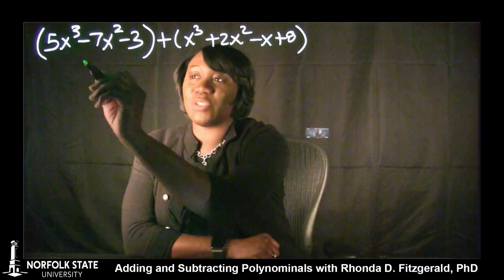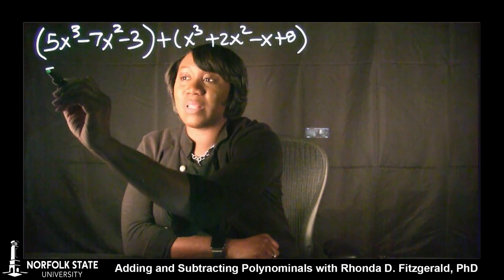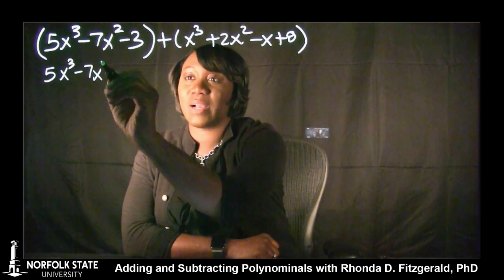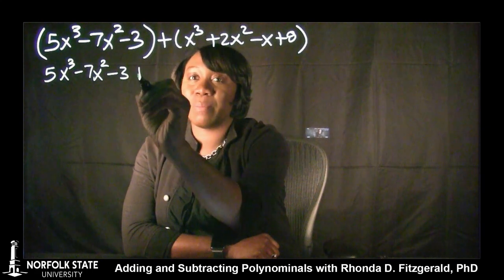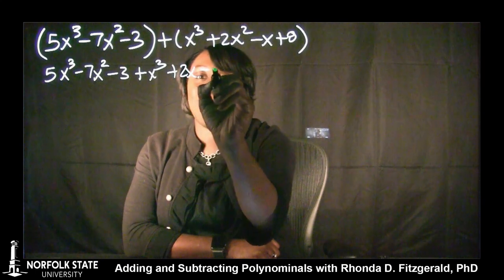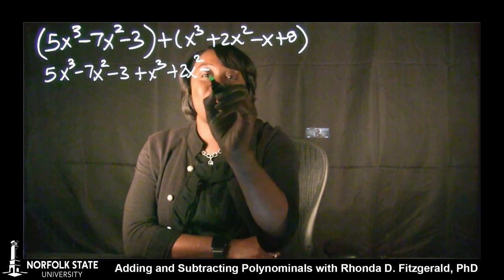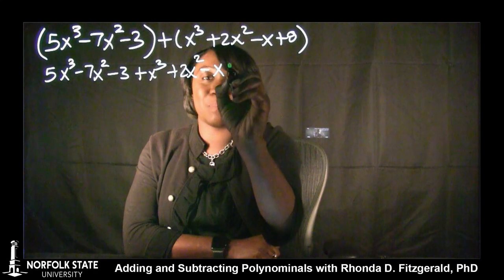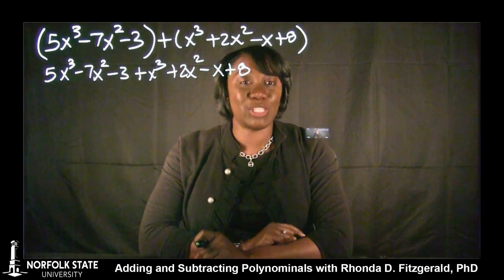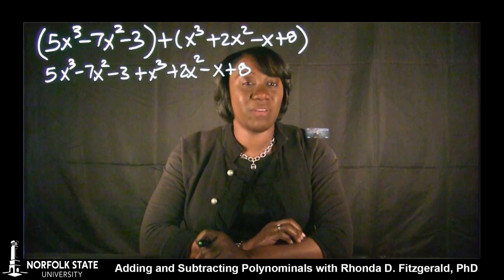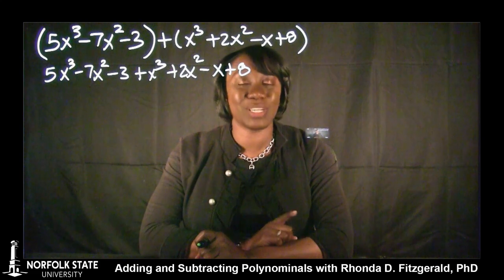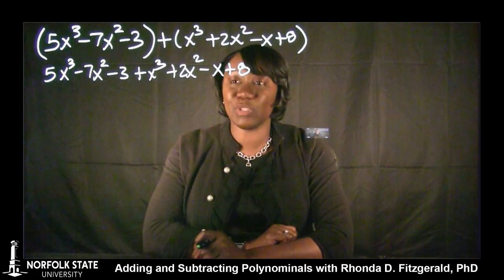So the next step, that's what I'll do. I'll just rewrite the problem without the parentheses. 5x cubed minus 7x squared minus 3 plus x cubed plus 2x squared minus x plus 8. Now we want to look and find like terms. So like terms, we want our variables to be raised to the same power, and those are considered like terms. So variables raised to the same power.